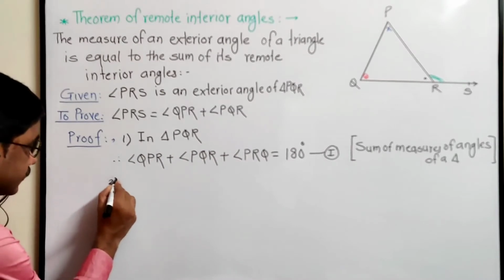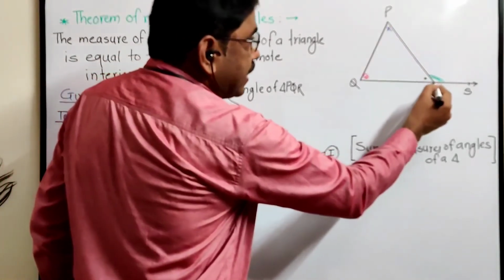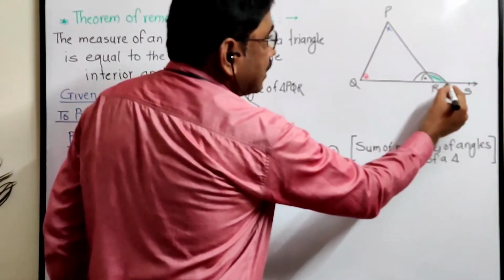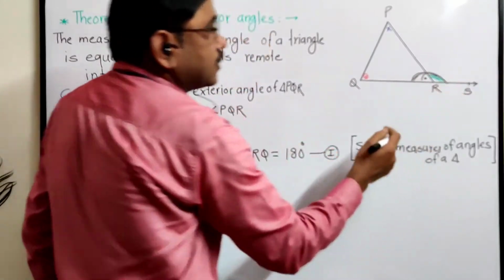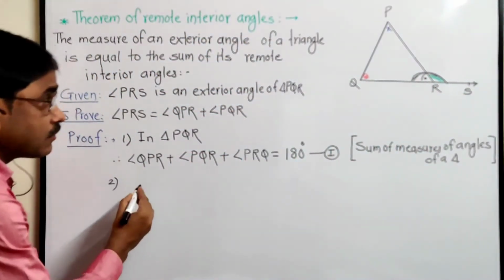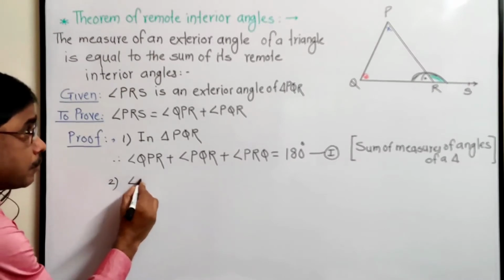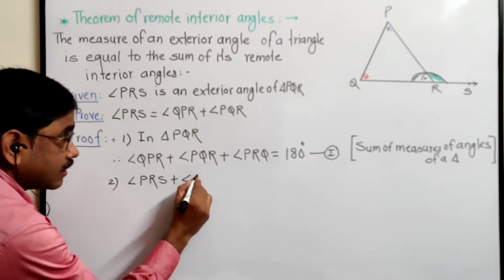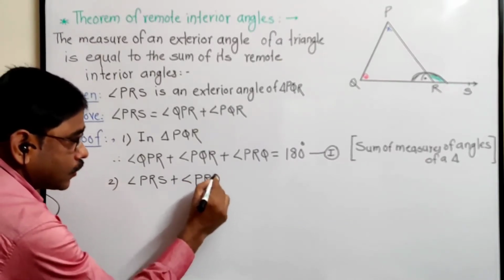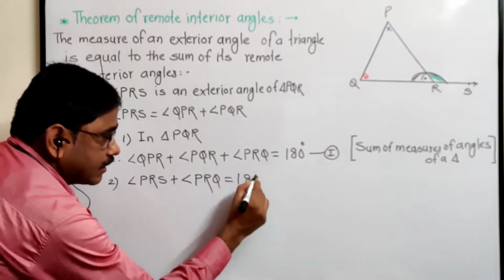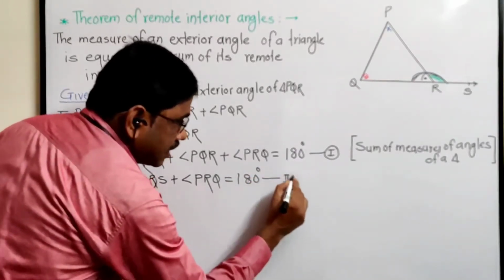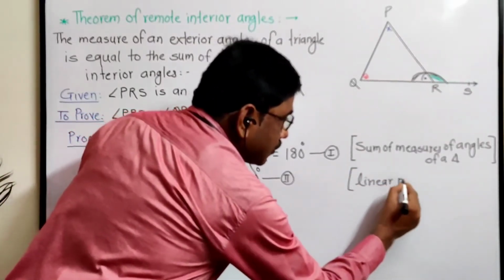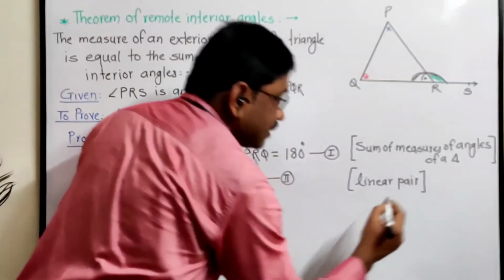Now the second thing: if we observe, angle PRS and angle PRQ form a linear pair, this one. So this sum is 180 degrees. Therefore angle PRS plus angle PRQ is again 180 degrees. This is statement number 2, and the reason is linear pair. So these are the angles forming a linear pair.